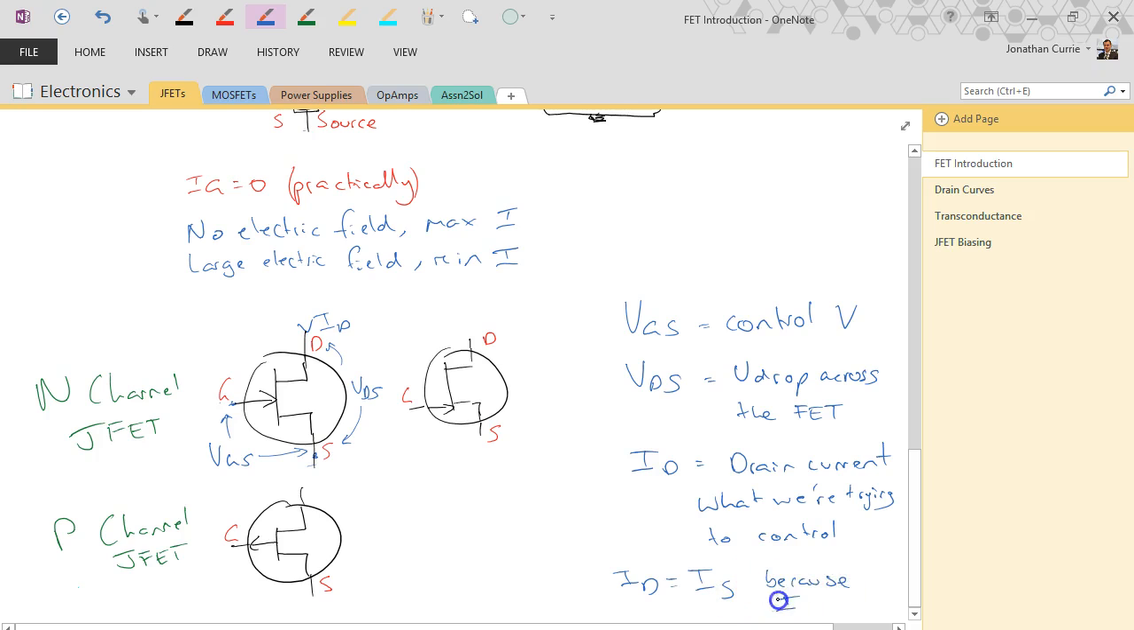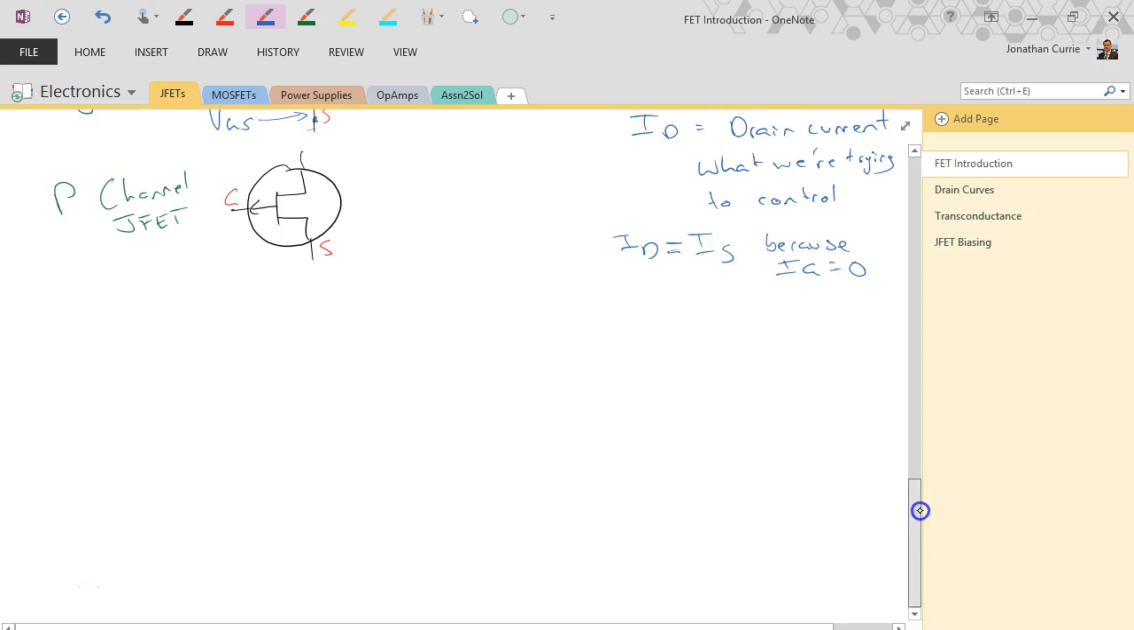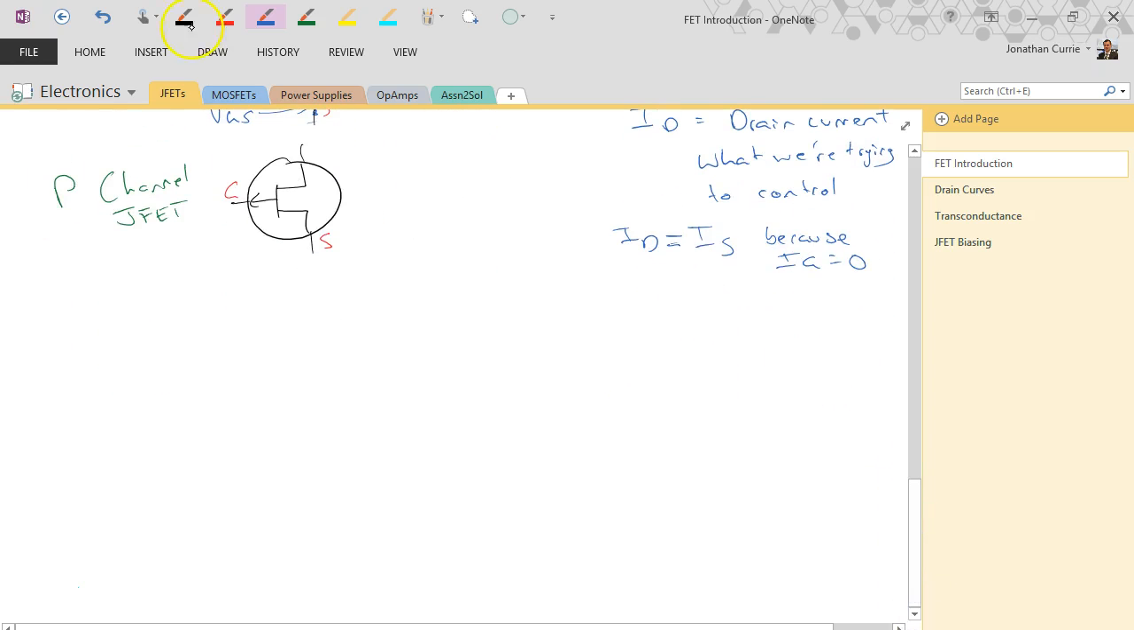because, as I've already said, little to absolutely no current flows into the gate, much, much less even than with a BJT. So we can actually make this approximation with a normal equal sign rather than an approximate, as we've done in the past.